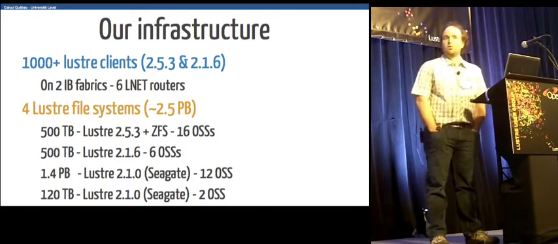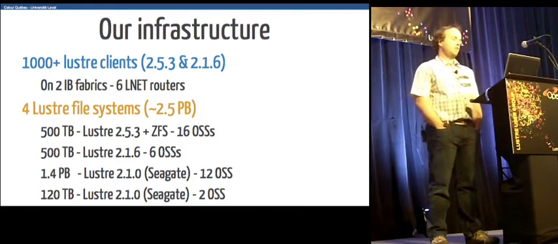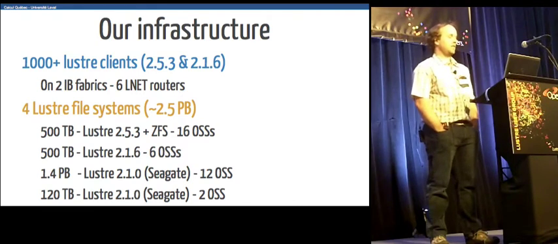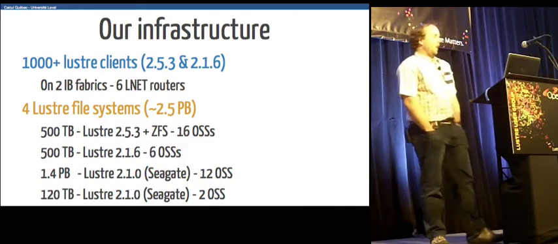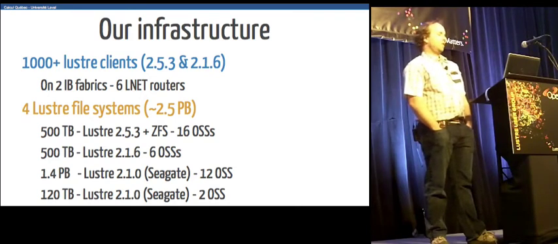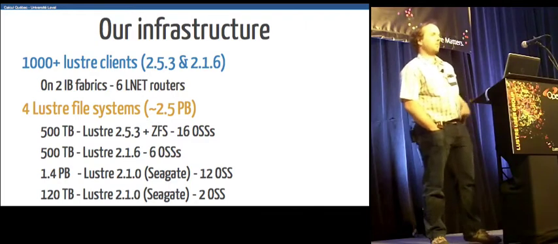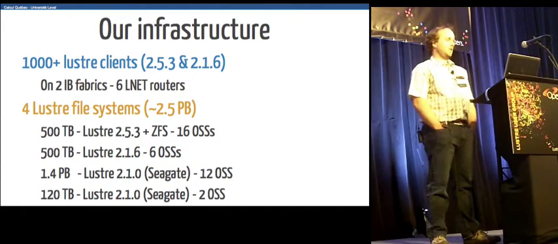We have our home directories and our project space on a second 500 terabyte file system running an antiquated 2.1.6 Lustre version. This one has 6 OSSs and 36 targets. And we have a more recent ClusterStor CS6000 with a 1.4 petabyte file system running Seagate's Lustre 2.10, and its little brother, the CS3000, 120 terabytes with Lustre 2.10. Again, this one has only 2 OSSs.